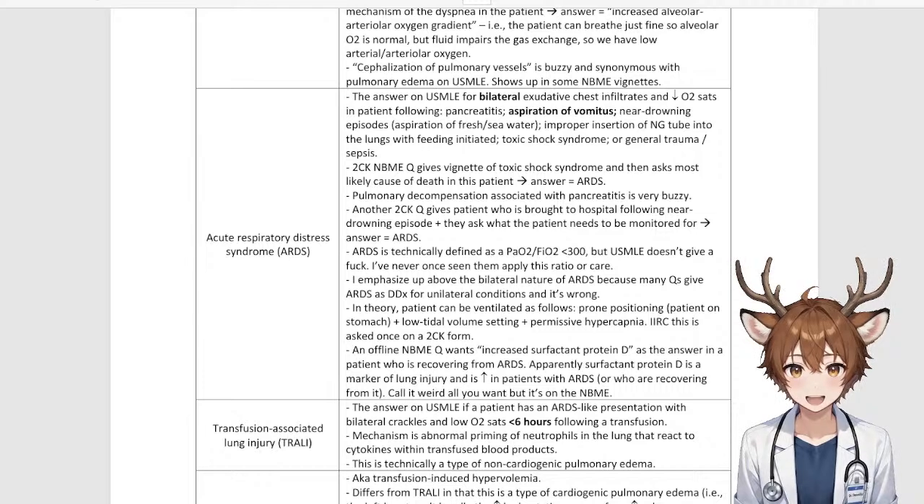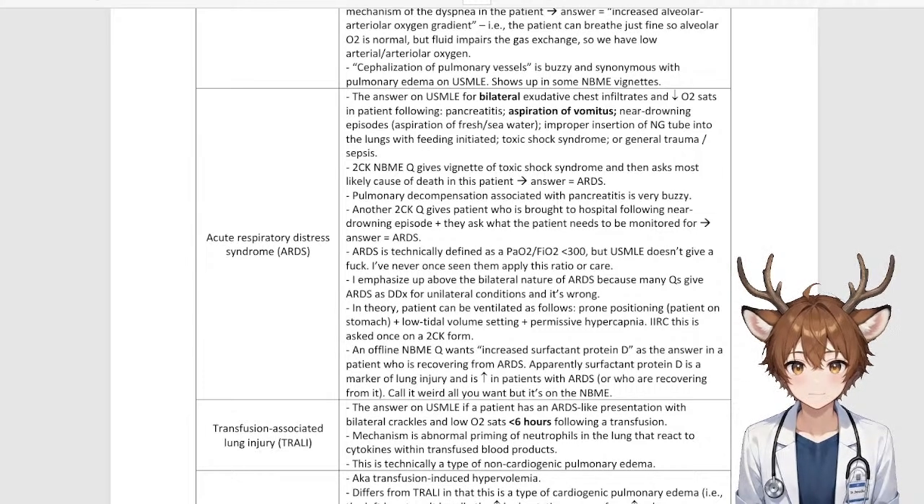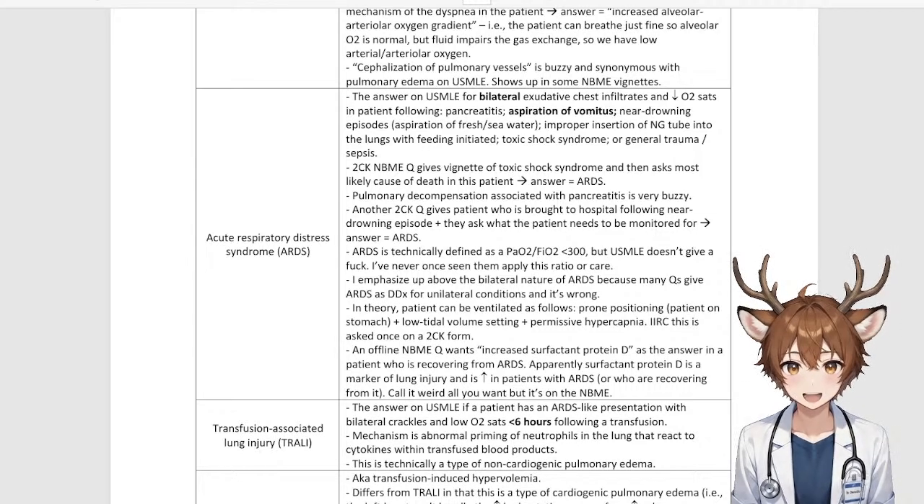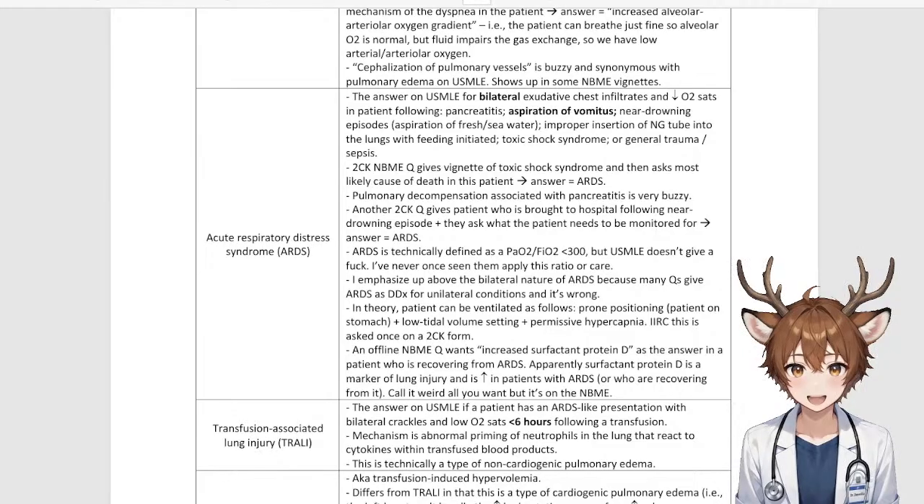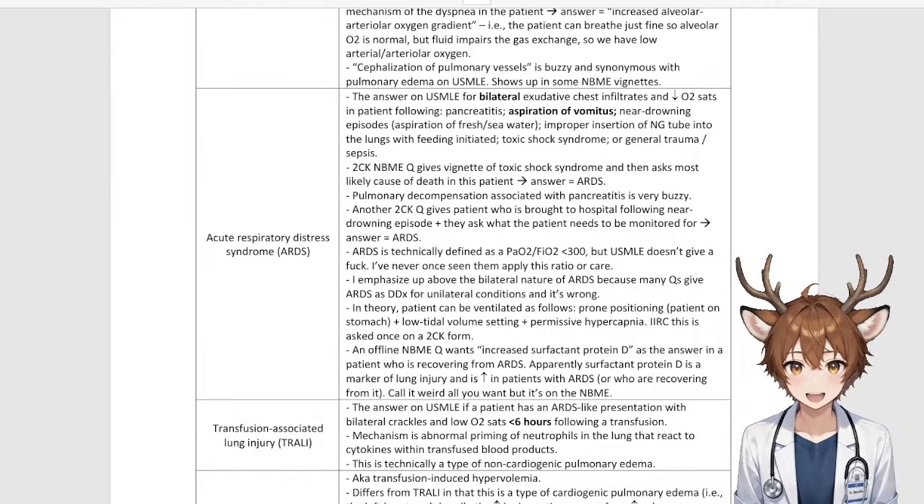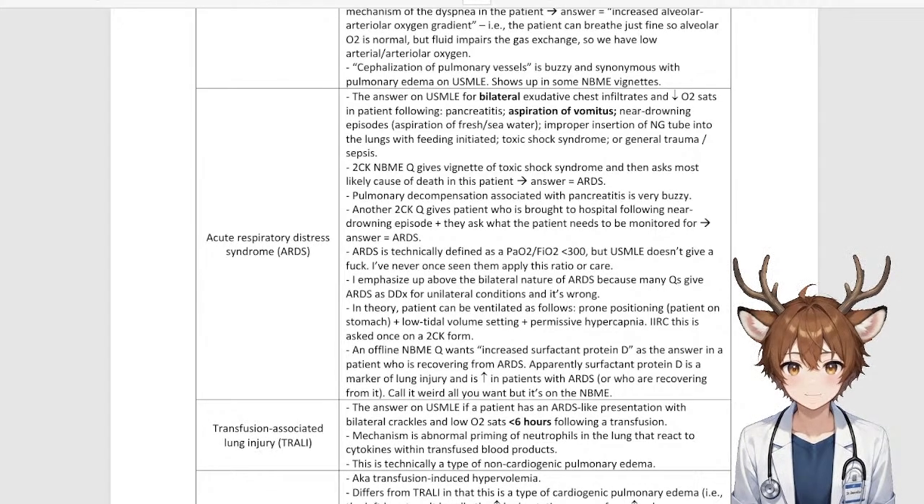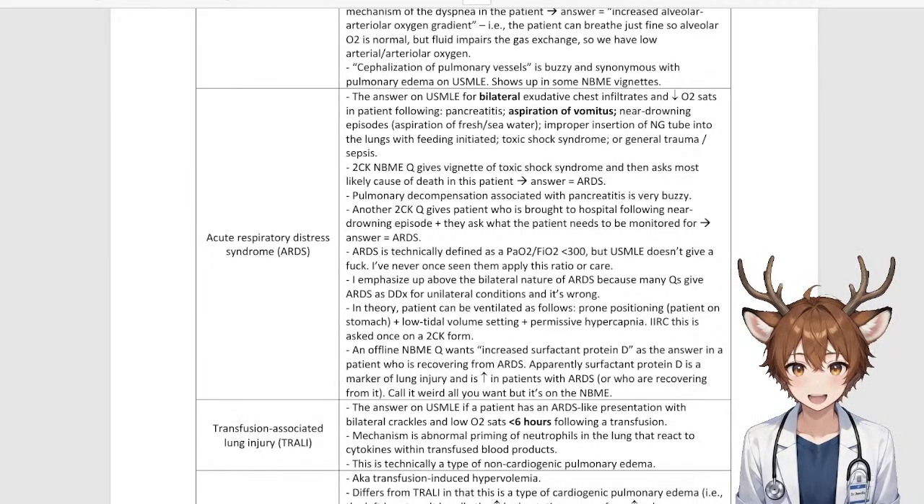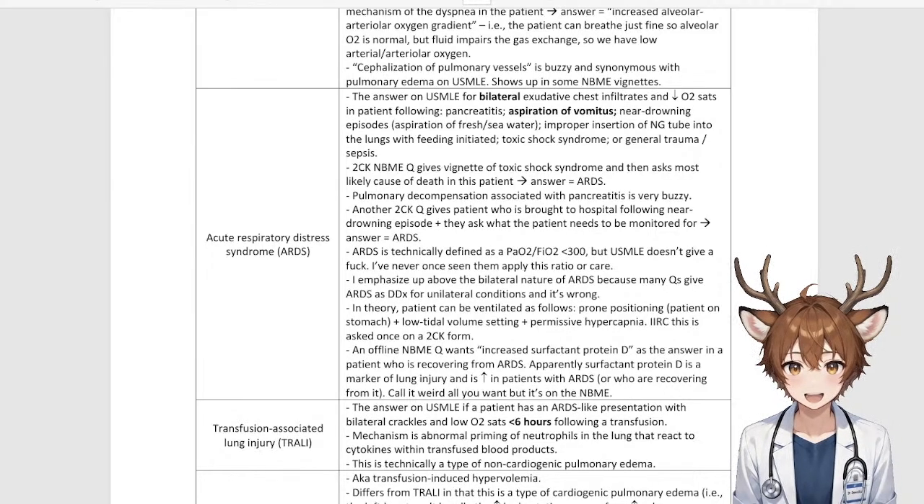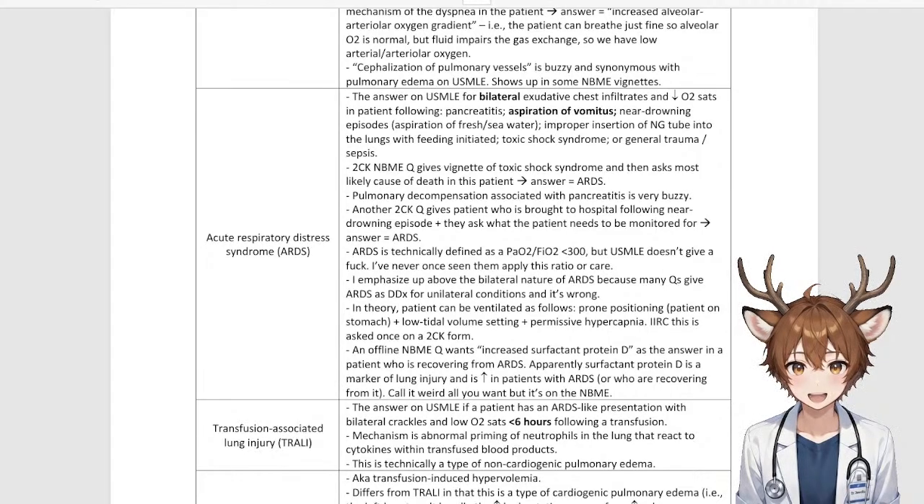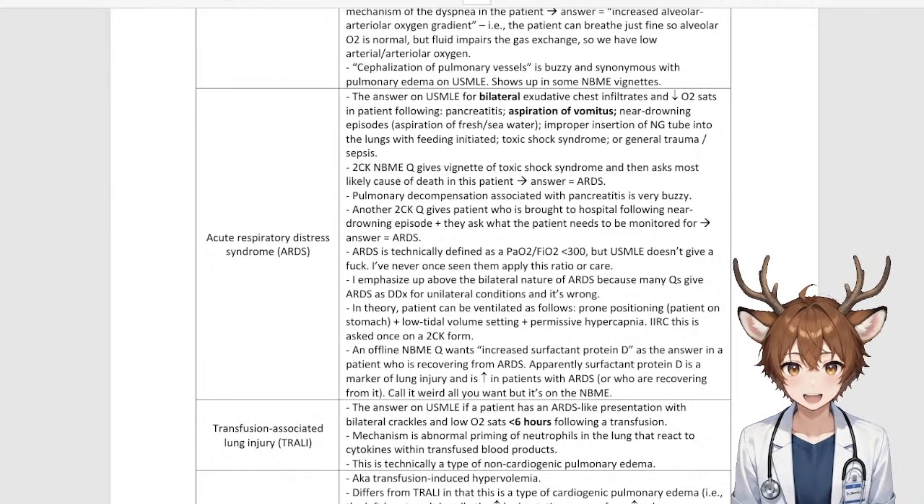IIRC, this is asked once on a 2CK form. An offline NBME question wants increased surfactant protein D as the answer in a patient who is recovering from ARDS. Apparently, surfactant protein D is a marker of lung injury and is increased in patients with ARDS or who are recovering from it. Call it weird all you want, but it's on the NBME.